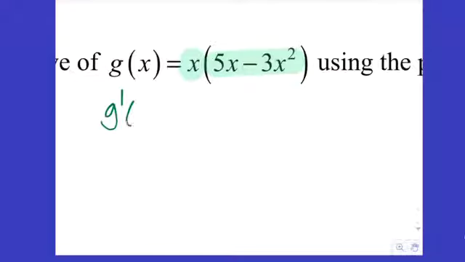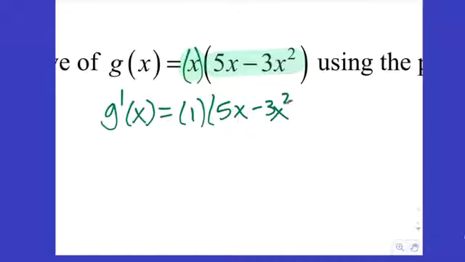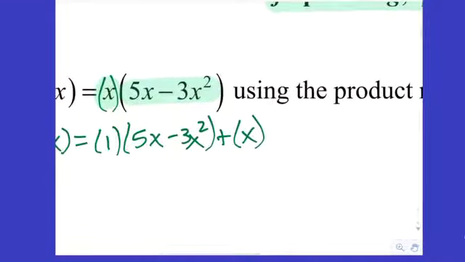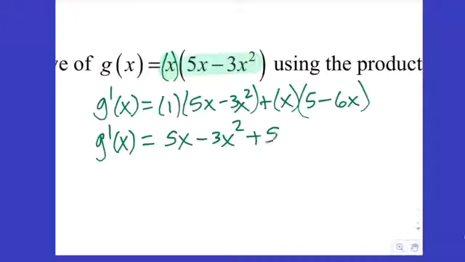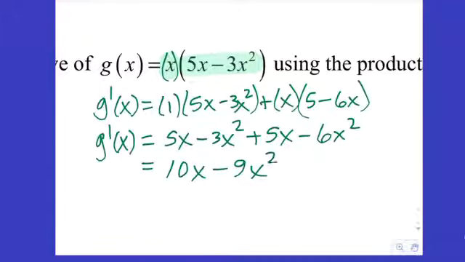If I take the derivative g prime of x, the derivative of my first factor is 1 times the second one, which just goes along for the ride, plus now the first one gets rewritten, and it's time to take the derivative of the second one using the power rule, which is 5 minus 6x. So you're done with the calculus there. If you wanted to simplify it algebraically by distributing, you get 5x minus 3x squared plus 5x minus 6x squared. And if you combine things, you would end up with 10x minus 9x squared.